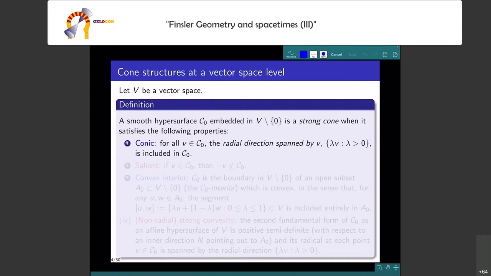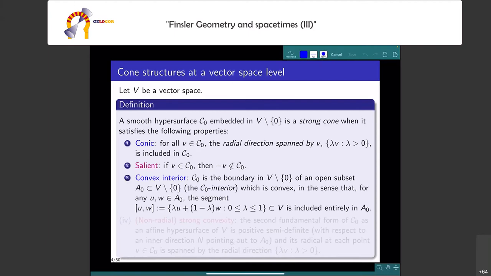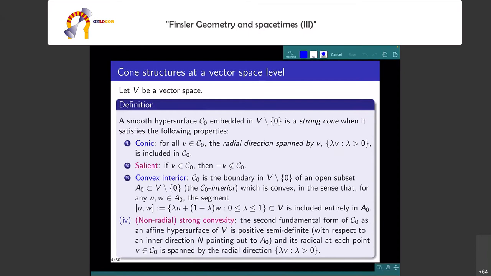There are four conditions. The first one is that the cone has to be conic: if one point is in the cone, then the whole semi-line is in the cone. Then it's salient, in the sense that if v belongs to the cone, then minus v does not belong to the cone. It has convex interior: it is the boundary of a convex set. And it is non-radial strongly convex, in the sense that if you compute the second fundamental form with respect to any transversal vector, then it is positive semi-definite, and the radical is exactly the radial direction. So this is the notion of a cone.